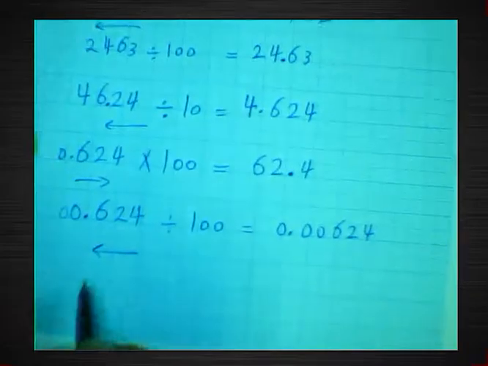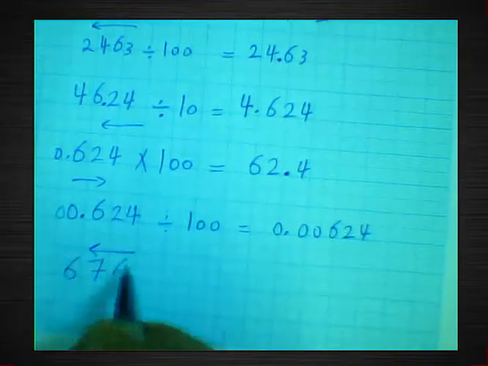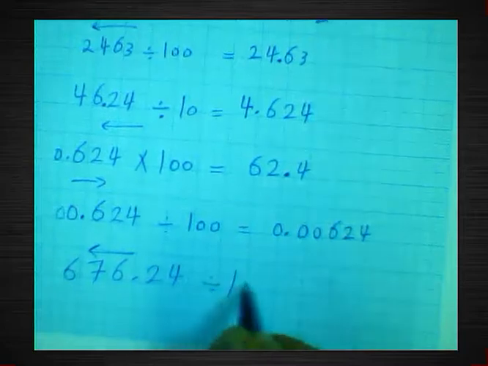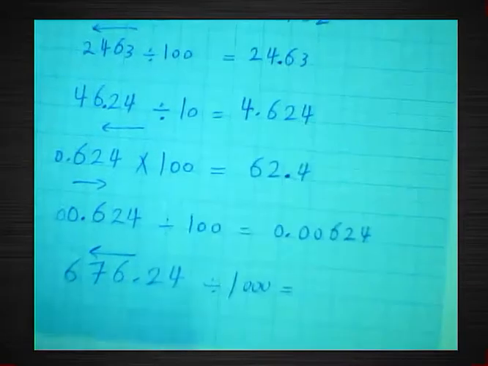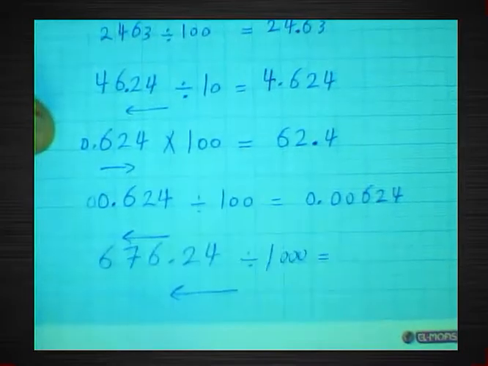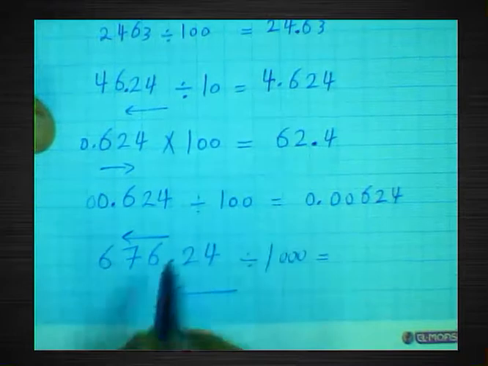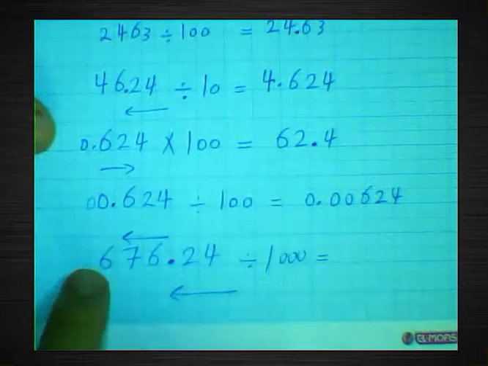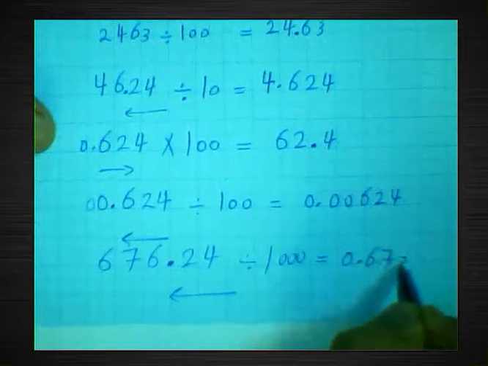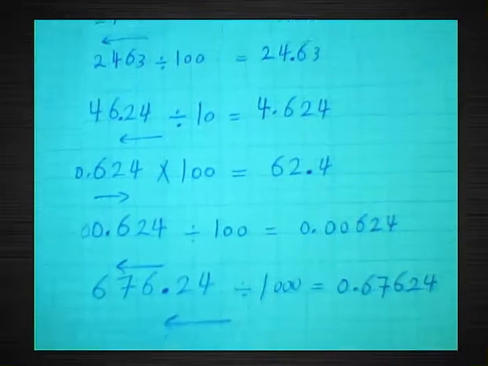Okay, another example. 6.24 divided by 1000. It's very easy. We will move to the left-hand side by 3 steps, 1, 2, 3. Okay, 1, 2, 3. We will move the point from this place to this place. We write 0.00624. It's very easy for you.